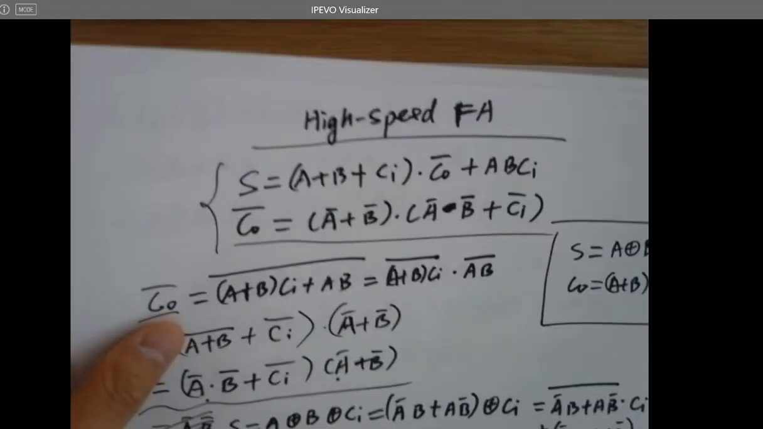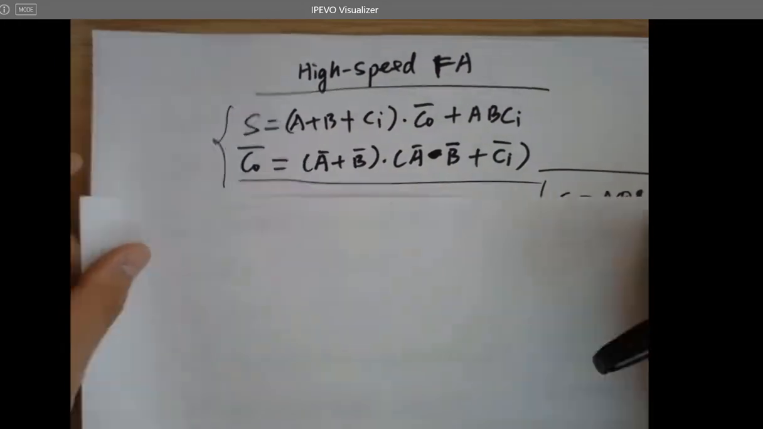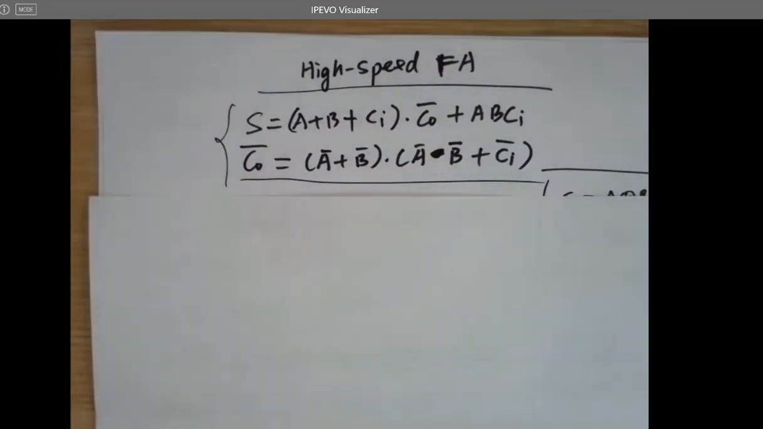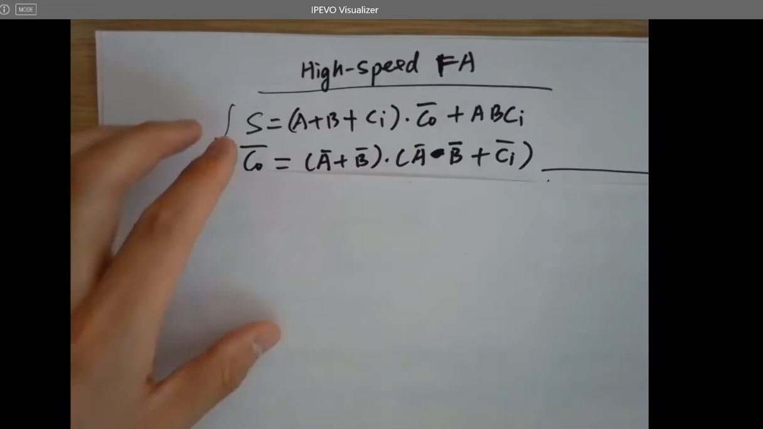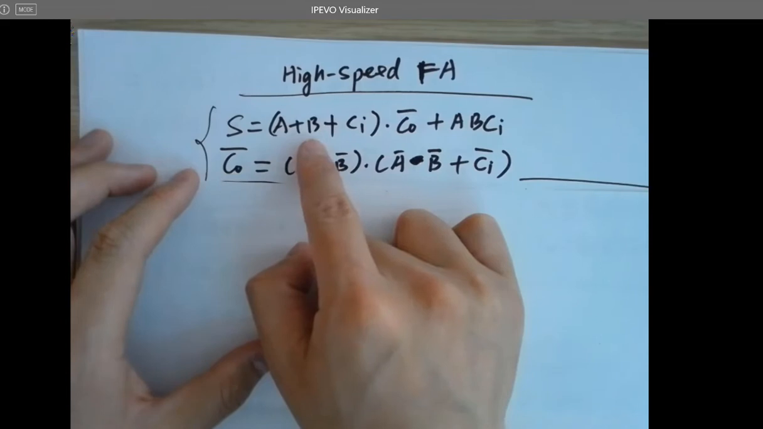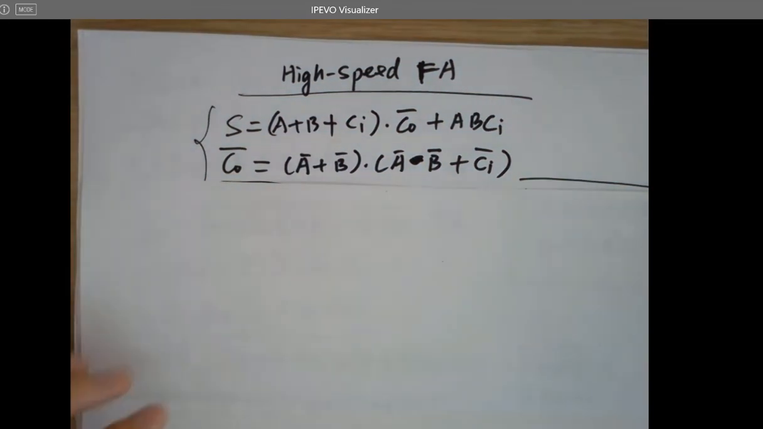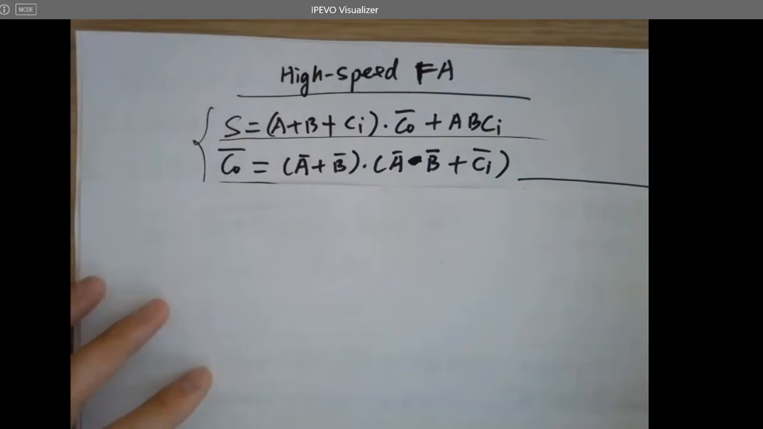Let's find out the circuit from this logic expression. So where do I want to start? Because I don't have a bar on the top, in that case, you have to invert it eventually, right? Let's do this first.